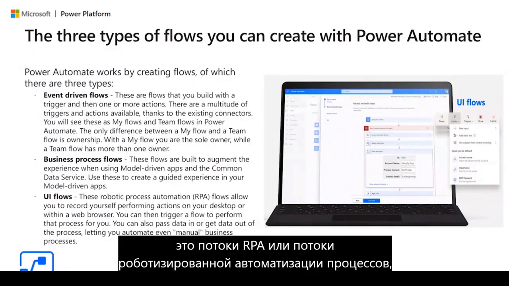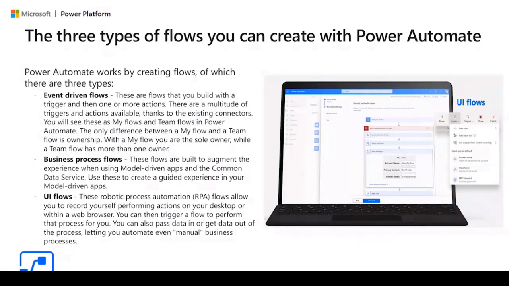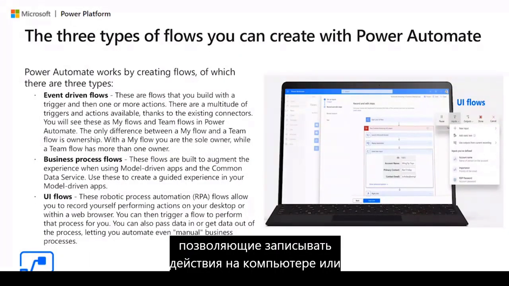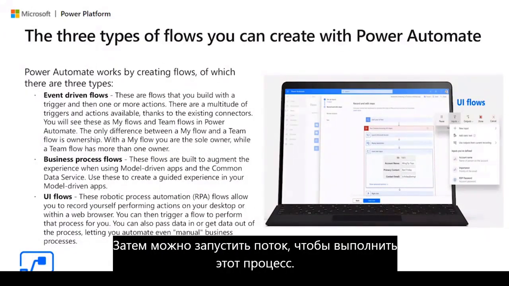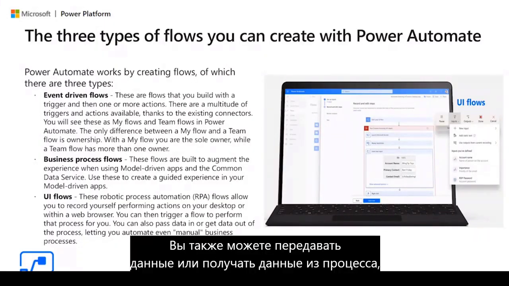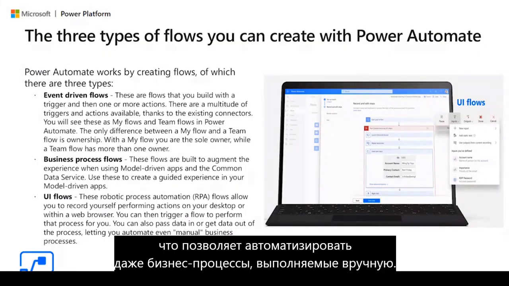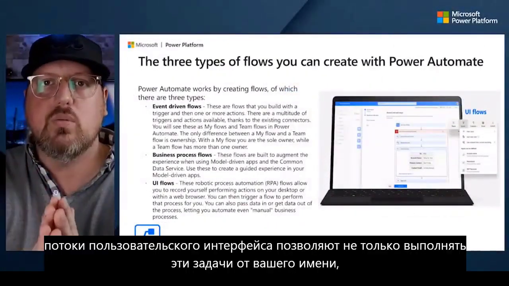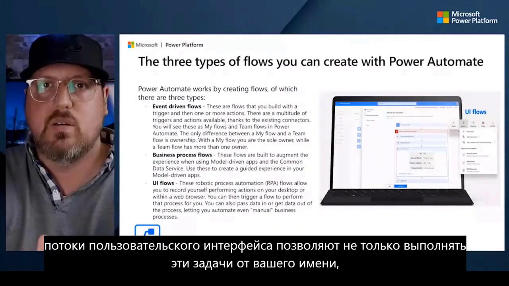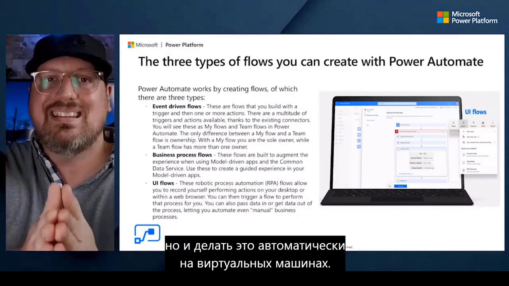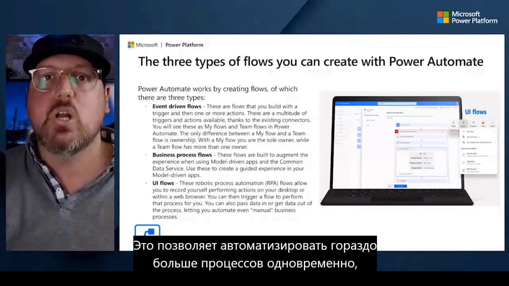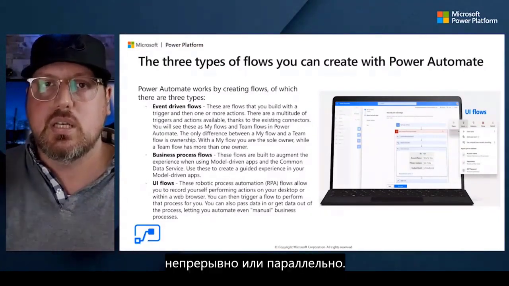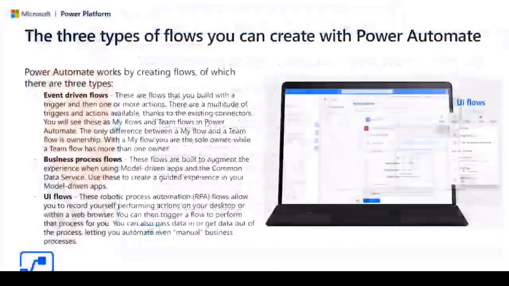With UI flows, these are RPA or robotic process automation flows, allowing you to record yourself performing actions on your desktop or within a web browser. You can then trigger a flow to perform that process for you. You can also pass data in or get data out of the process, letting you automate even manual business processes. And now, UI flows allow you not only to perform those tasks on your behalf, but you can do them in an unattended manner running on virtual machines, therefore allowing you to automate many more processes at the same time, contiguously or simultaneously.